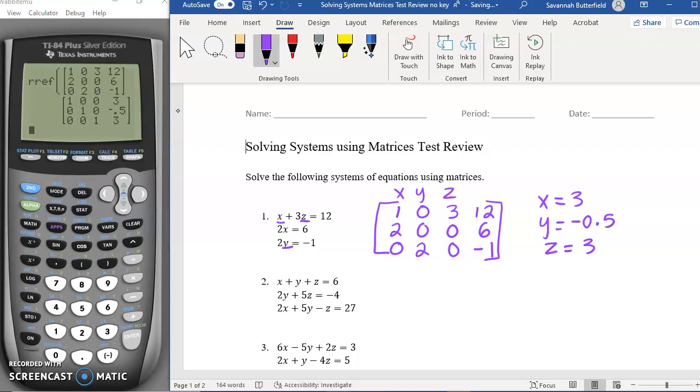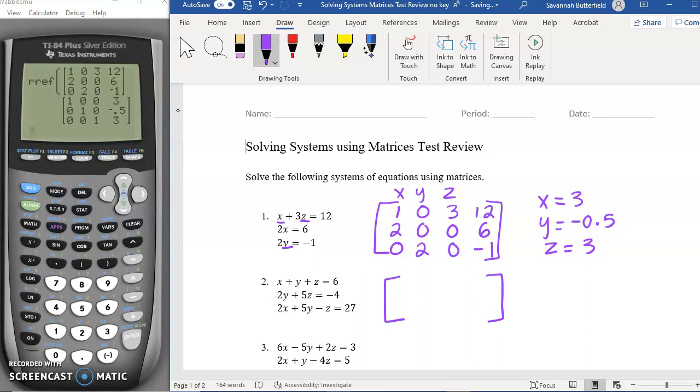All right, now let's look at number 2. Number 2, I have x, y, and z again. So I'm going to have 4 columns because 3 variables plus 1 for my solution. And once again, I have 3 equations. So this is going to be a 3 by 4 matrix again. But from the looks of it, probably a few less zeros. So I'm going to go ahead and write my matrix out.